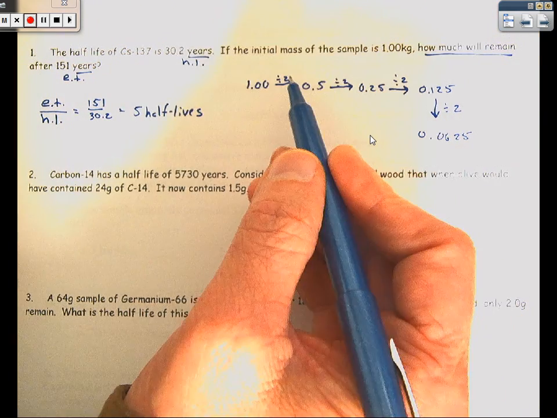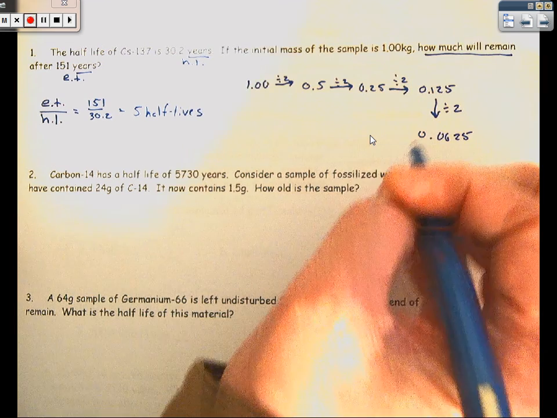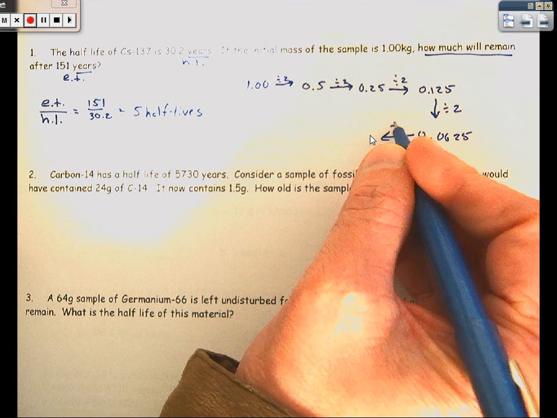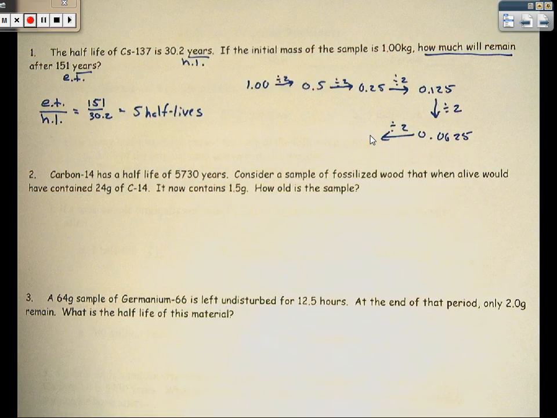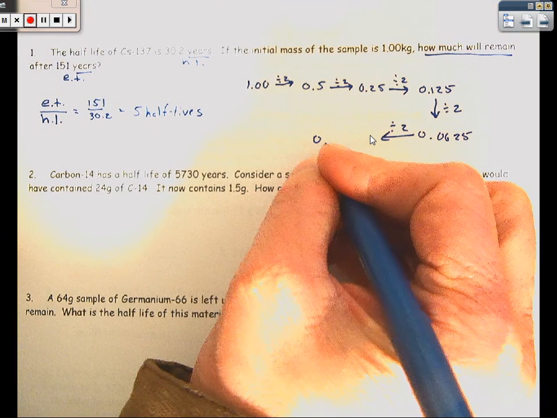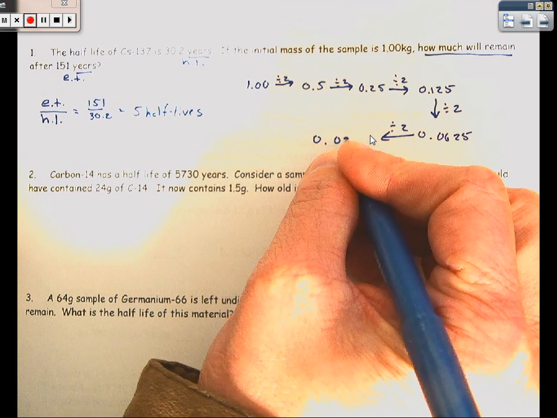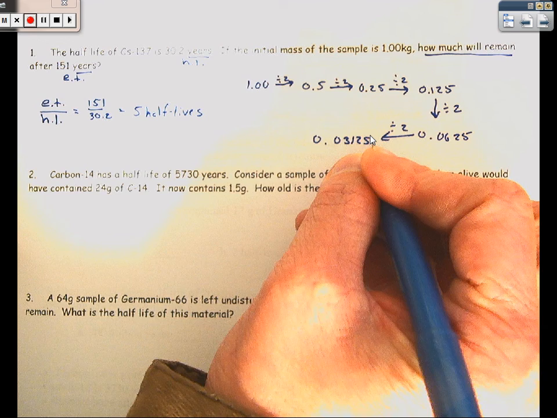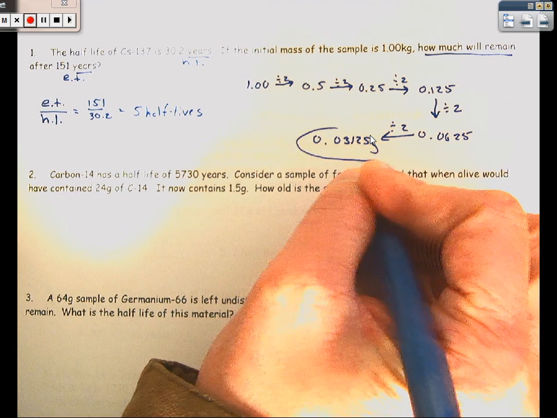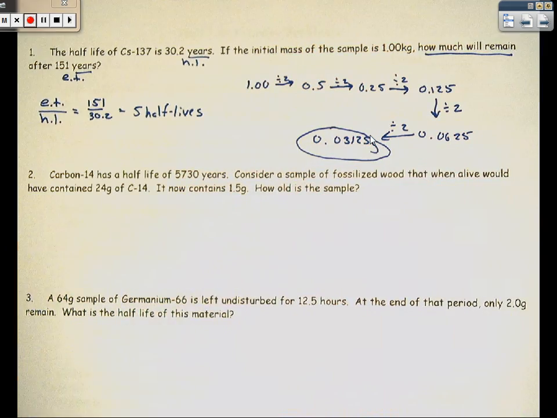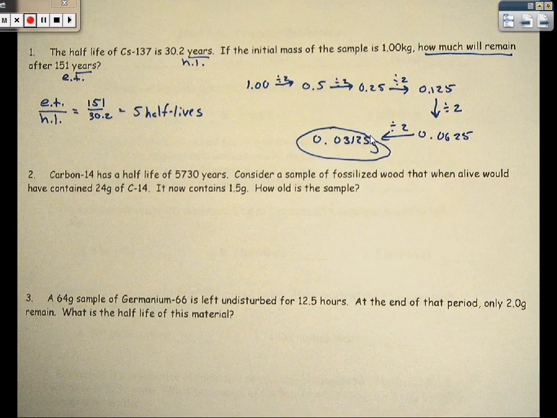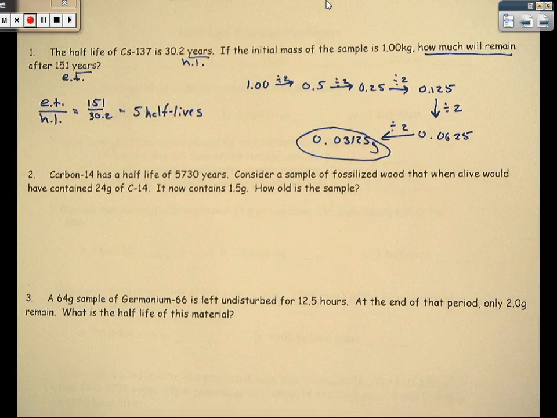So that's 1, 2, 3, 4 half-lives. Divided by 2 again is 0.03125. So after 5 half-lives, ignoring significant figures, we'd have 0.03125 grams remaining.